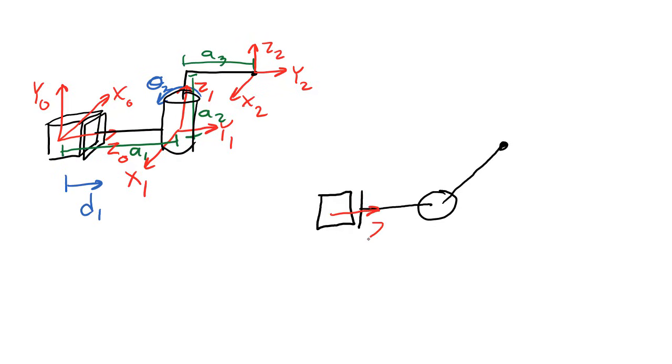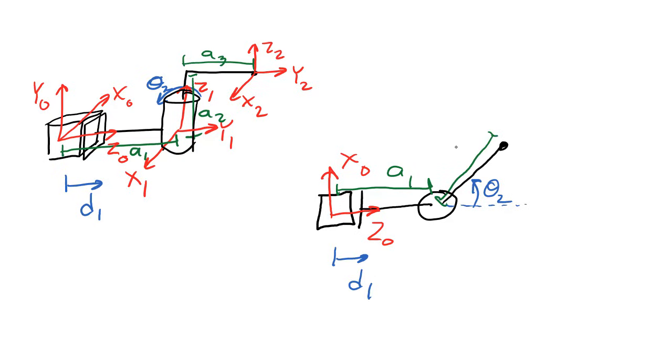In this picture, this is the Z0 axis, and this will be the X0 axis. We can't see Y0 in this picture because Y0 is pointing straight up at our eyes. We're looking down at this manipulator. The joint variable D1 is here, and the joint variable theta 2 is right here. This is the length A1, and this is the link length A3.